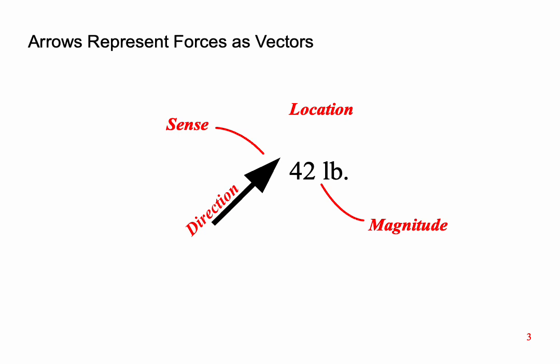The direction of the force lies along a particular line. The sense tells us which way along the line the force acts. We use an arrowhead to show the sense. The location where the force acts is at the head or tail of the arrow.